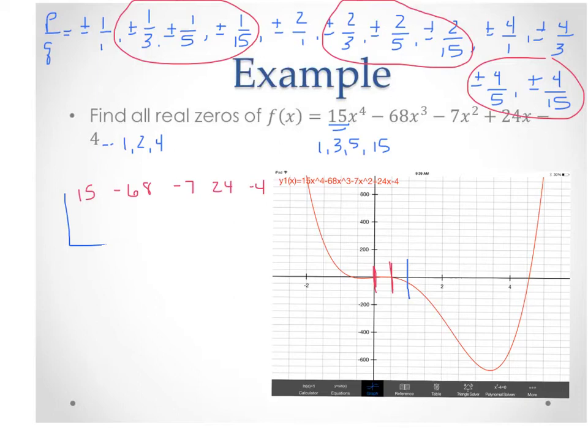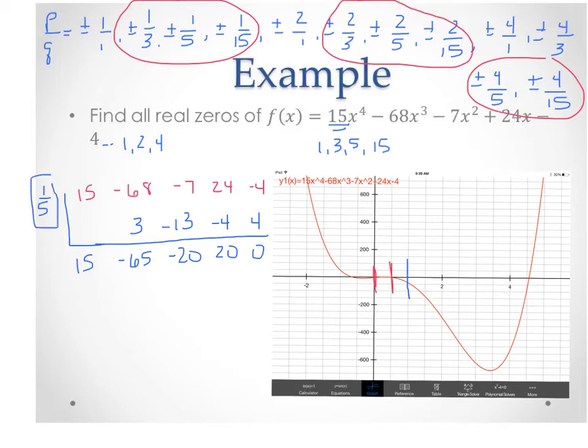Alright, so let's go maybe a little smaller. Let's try a 1/5. Alright, so if we drop, we multiply, we get 3. We add, we get negative 65. So this is already looking okay because everything is divisible by 5 here. So then we multiply and we get negative 13. We add and get negative 20. Still nice. Multiply, we get negative 4. Add, we get 20. Multiply, we get 4. Add, and we get 0. Okay, perfect. So a 1/5 is one of our answers.